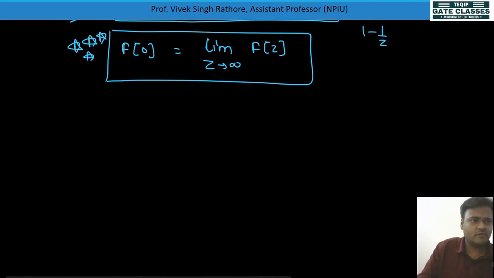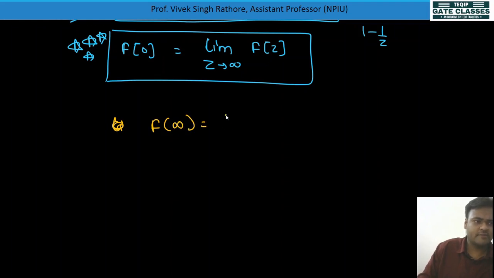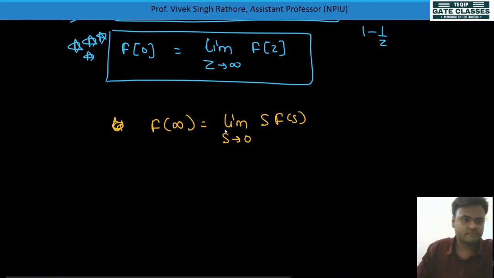For the final value theorem, how will you take it? The final value is nothing but f of infinity. In Laplace, we take s tending to 0 of s F(s). Now what we will do is put s tending to 0. It means sigma plus j omega is tending to 0.